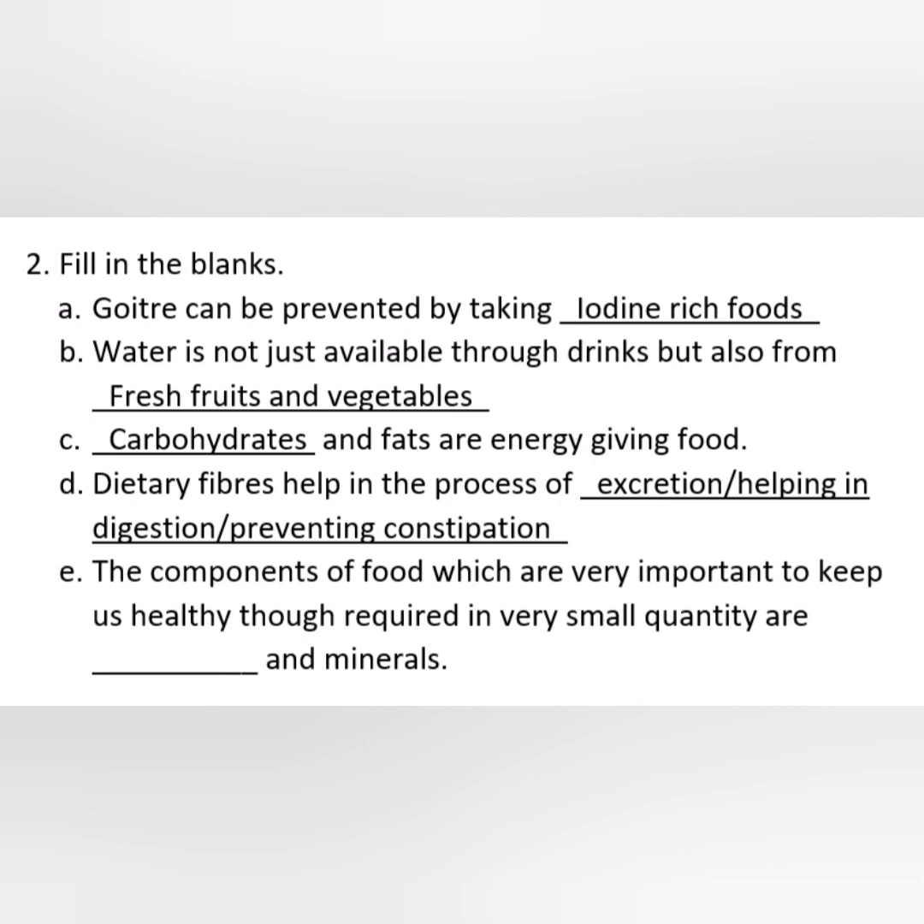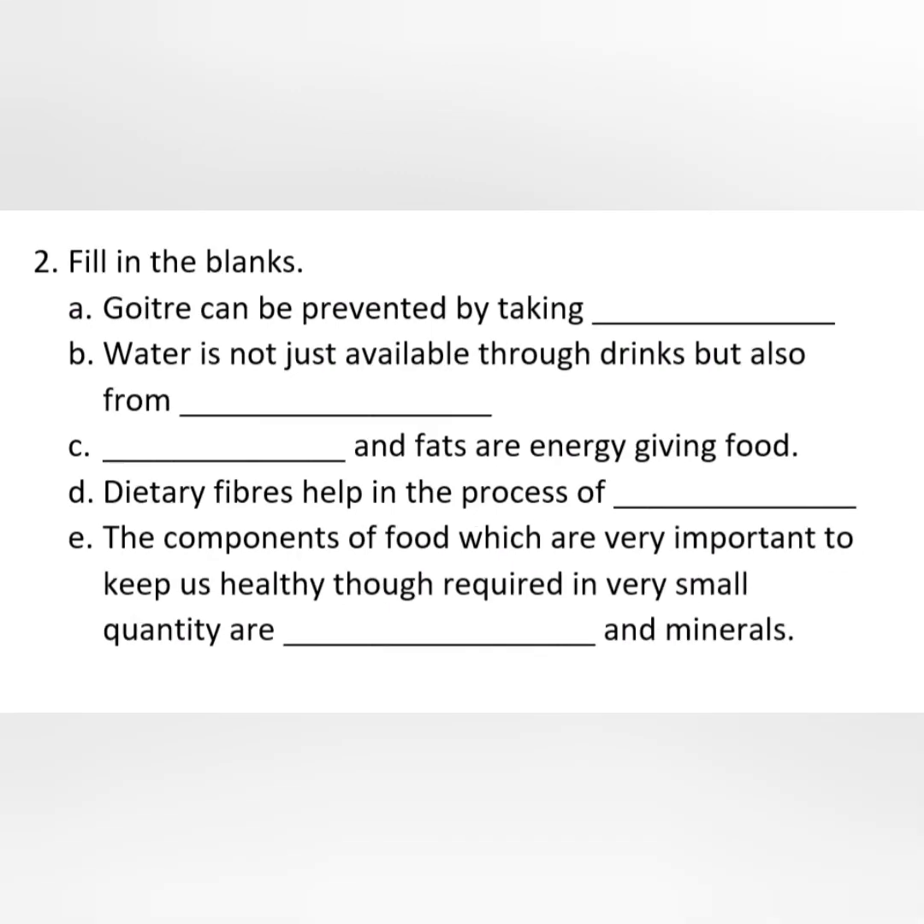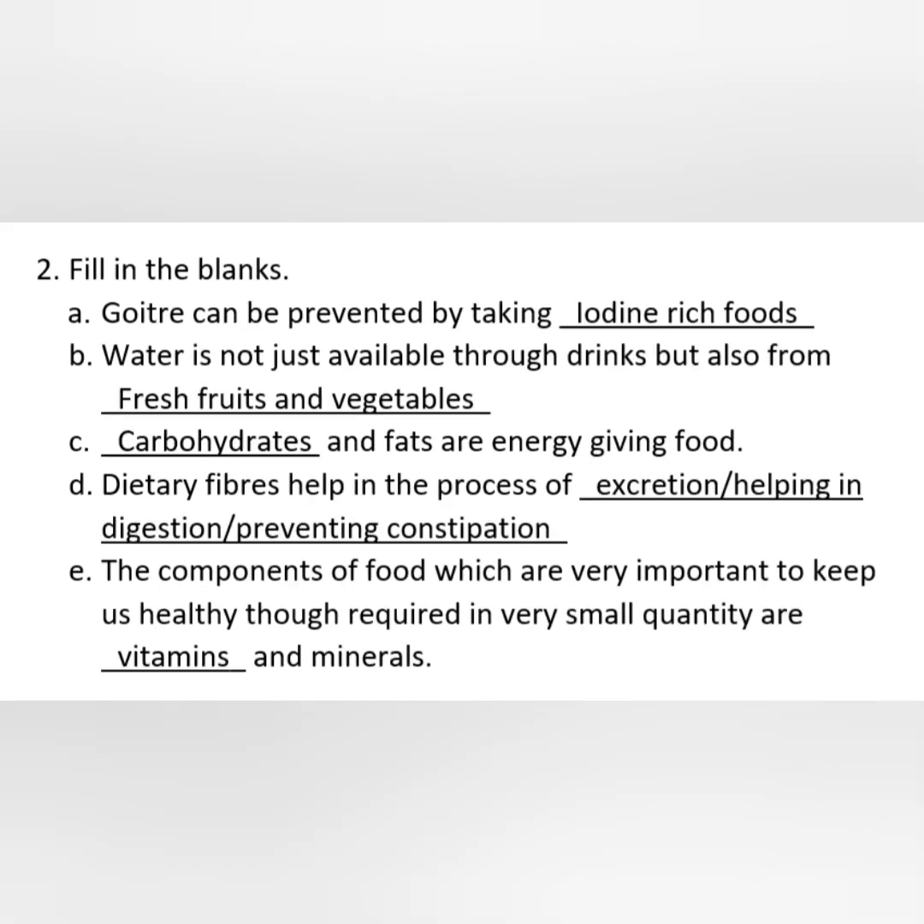Then E part. The components of food which are very important to keep us healthy though required in very small quantities are dash and minerals. We studied earlier the different types of nutrients present in food: carbohydrates, fats, proteins, vitamins, minerals. We need very small quantities of the protective food. They are vitamins and minerals.